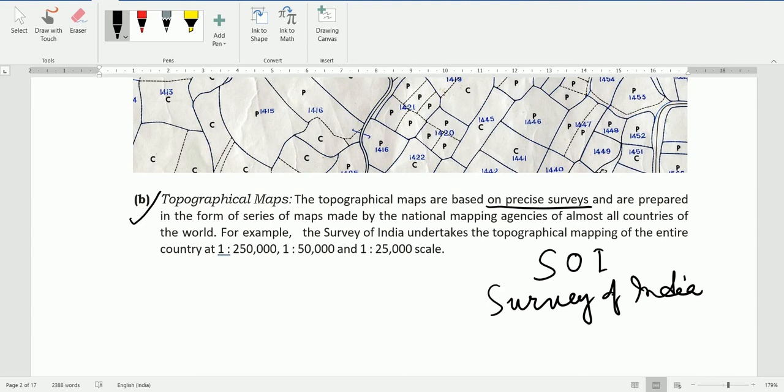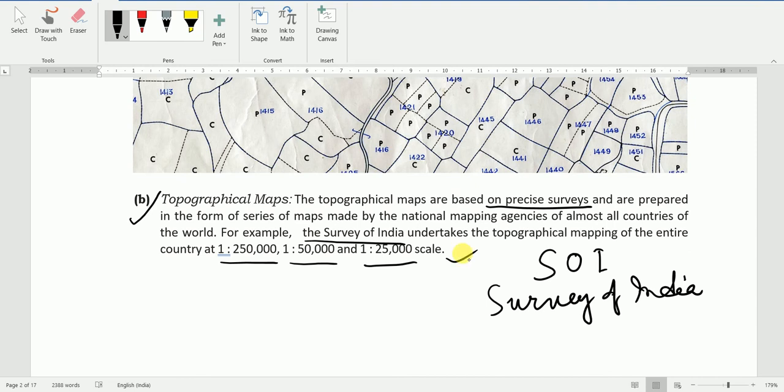See here, actually here maps are prepared. For example, the Survey of India undertakes the topographical mapping of the entire country at this scale: 1 is to 250,000, or 1 is to 50,000, or 1 is to 25,000. So this is the largest one. So these are the different types of maps prepared by Survey of India.